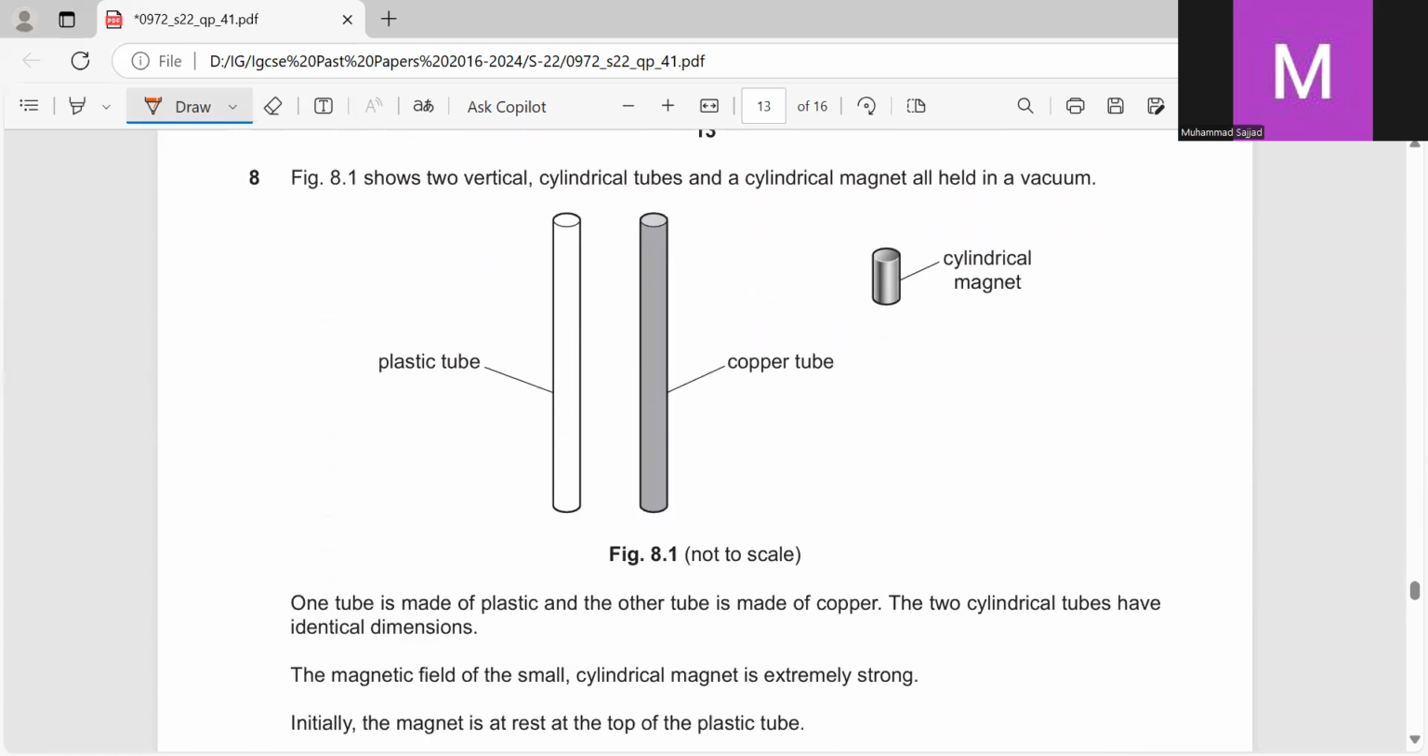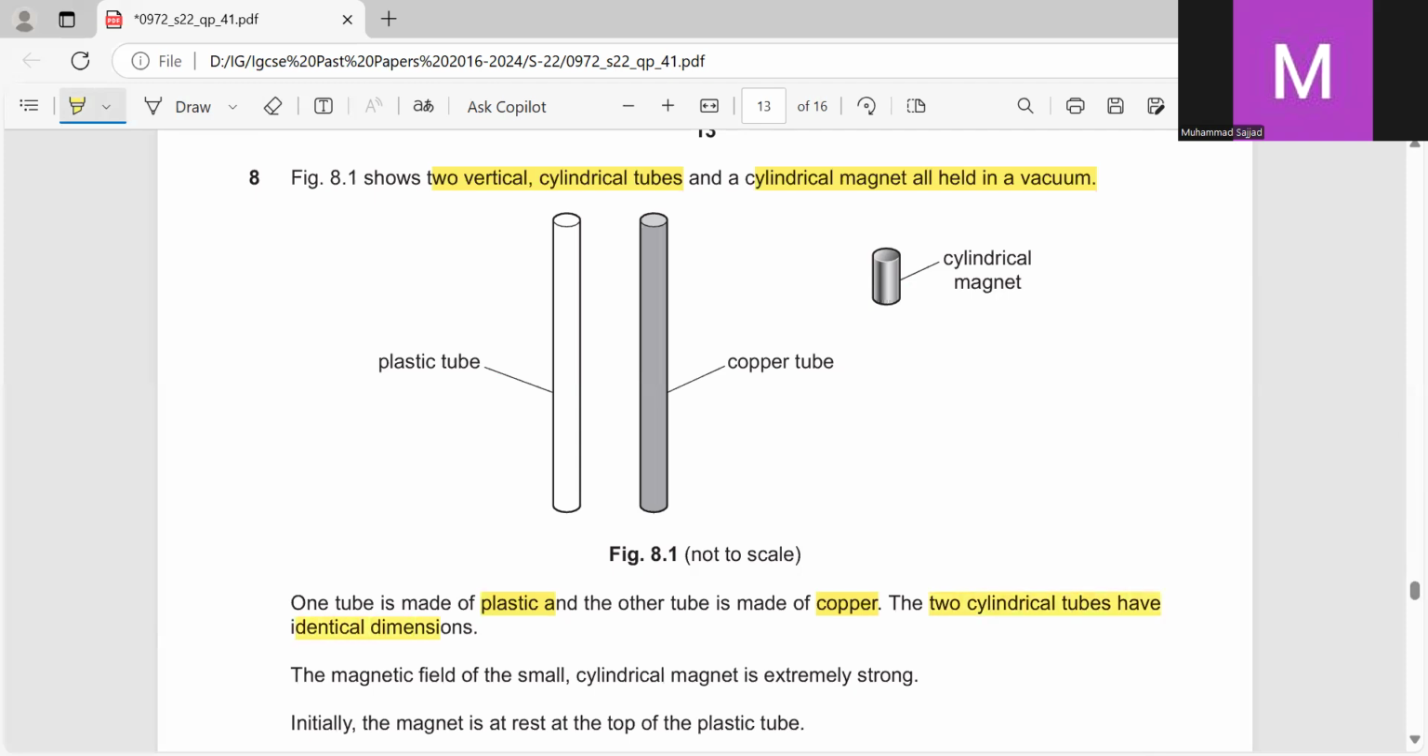Then next, figure 8.1 shows two vertical cylindrical tubes and a cylindrical magnet held in vacuum. So this is all in vacuum. One tube is made up of plastic and the other is made up of copper. In other words, one is an insulator, another one is a conductor. The two cylindrical tubes have identical dimensions.